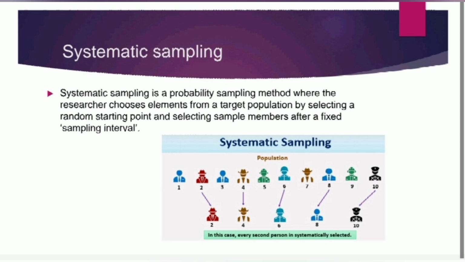If the population order is random or random-like, for example alphabetical, then this method will give you a representative sample that can be used to draw conclusions about your population of interest. I have given an example in the PPT. As we have seen, in this case every second person is systematically selected.